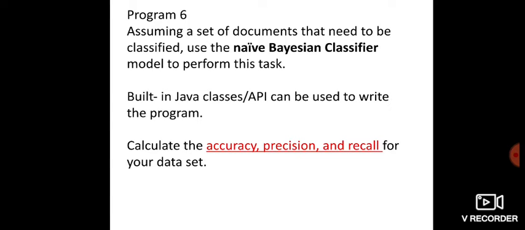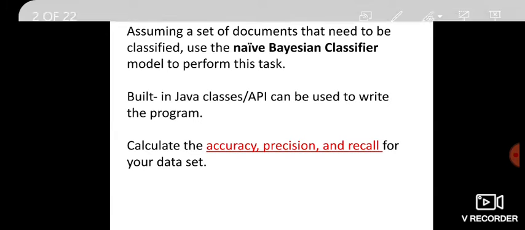Program 6 is to implement a naive-Bayes classifier. To implement the naive-Bayes classifier, we can use a built-in Java class or API and then calculate parameters like accuracy, precision and recall for the considered data set. The data set here consists of two columns. Column 1 consists of text messages and column 2 is the target, which takes two different values, positive and negative.